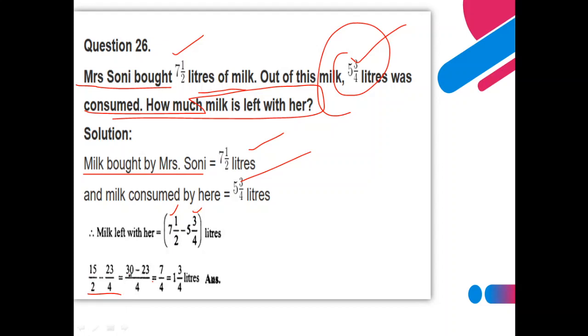Then we have to take the LCM of 2 and 4. As you know, what is the LCM? 4. And then after 30 minus 23, we are getting 7 upon 4. This was converted into mixed fraction 1 3 by 4. In all the word problems, you have to write "hence" also, okay, by yourself.